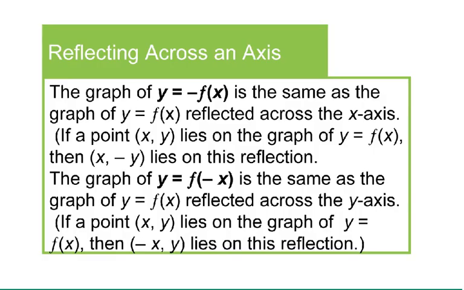Here's what you're looking for when you're reflecting across an axis. When you have a negative being applied to your basic function on the outside of the function, then it is reflecting across the x-axis. And whenever you have a negative being applied to your x value before it's being squared or taking the square root of, or whatever your basic function is, then it's the same as reflecting across the y-axis.